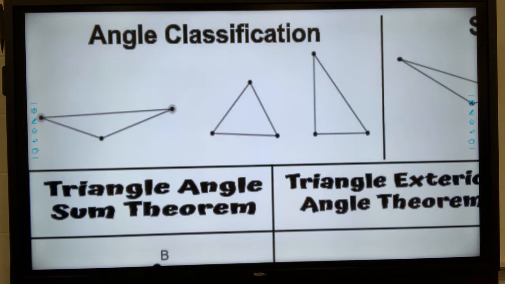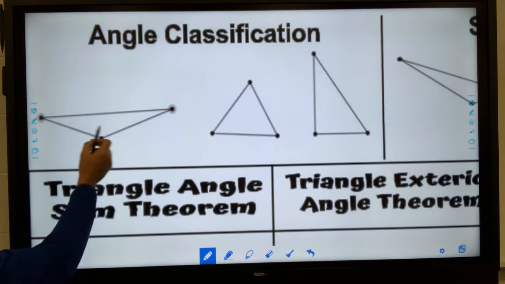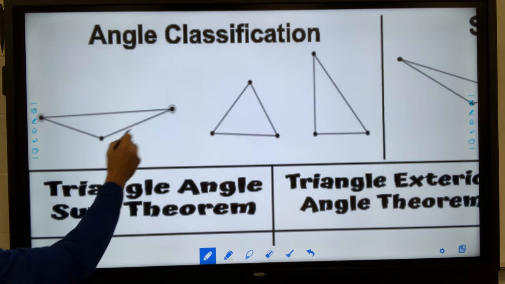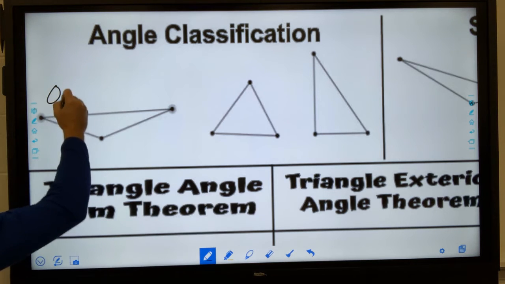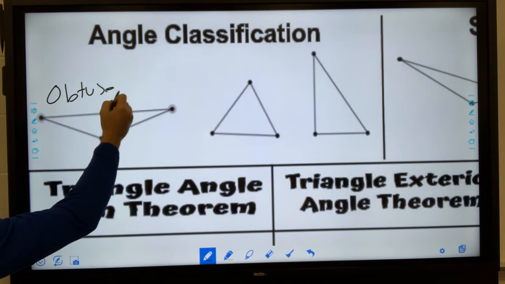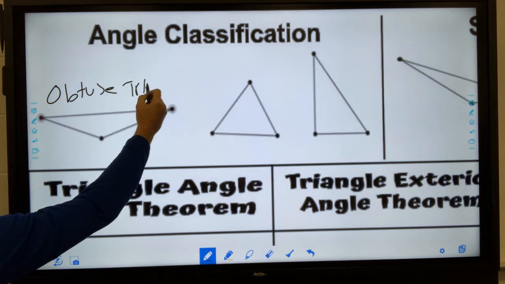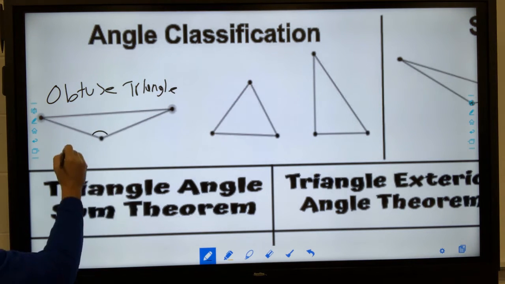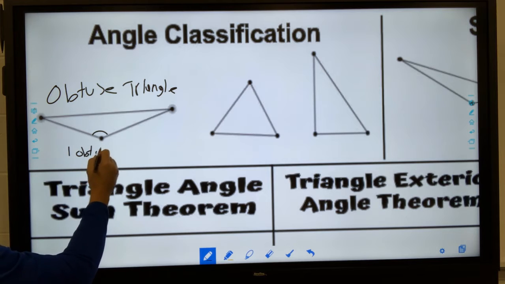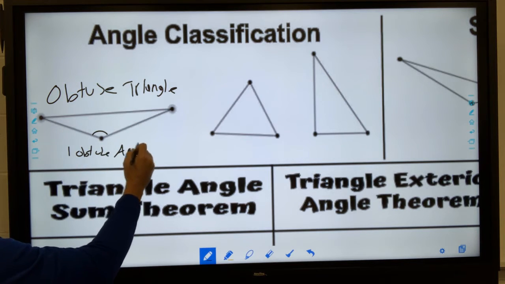So the first one we're gonna look at is this triangle right here. It has one obtuse angle. So that means this is going to be called an obtuse triangle. Okay, because if we look here, it has one obtuse angle.